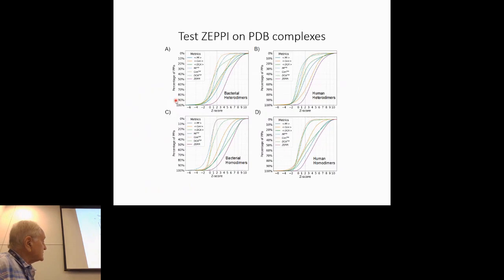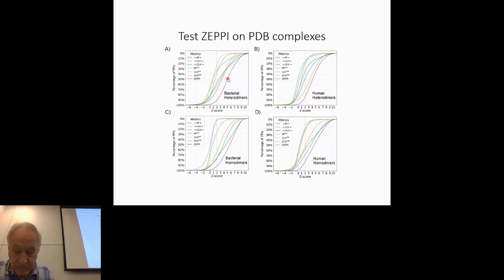This is a very messy slide, so I'm just going to say here that we look at the performance of each of these variables, and then in any one case, we simply pick the best score. It may come from coevolution, it may come from sequence conservation, and that's the ZEPI.